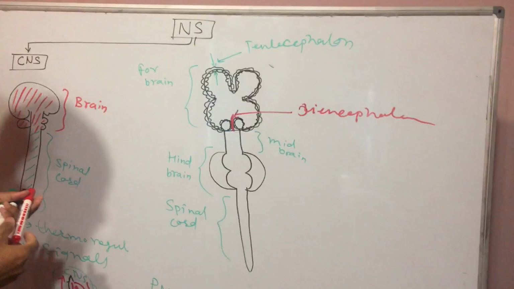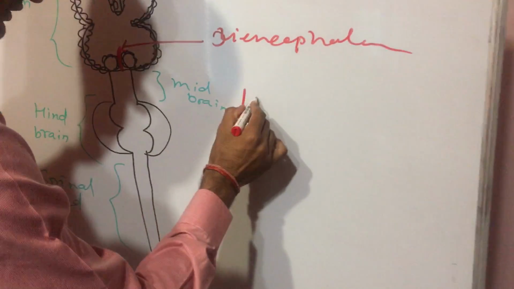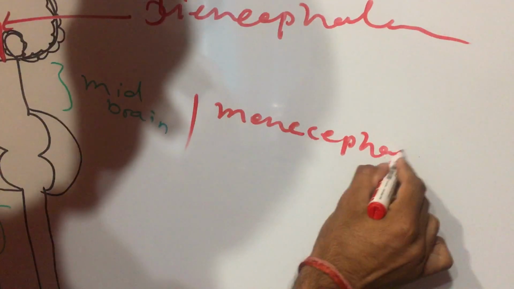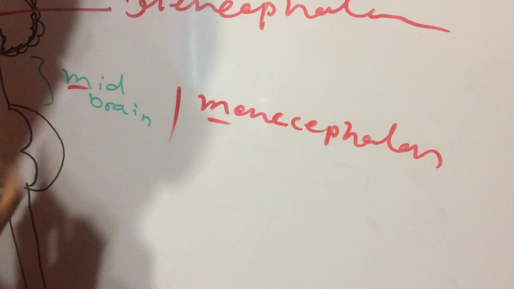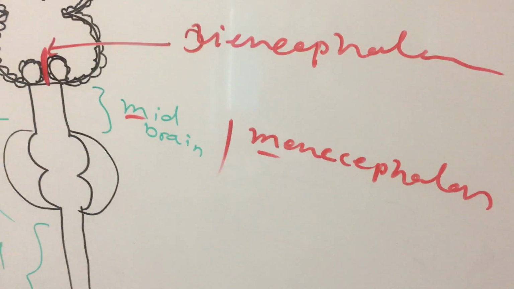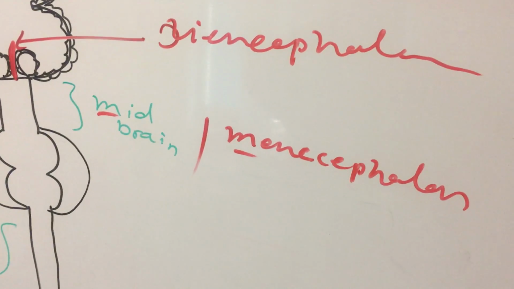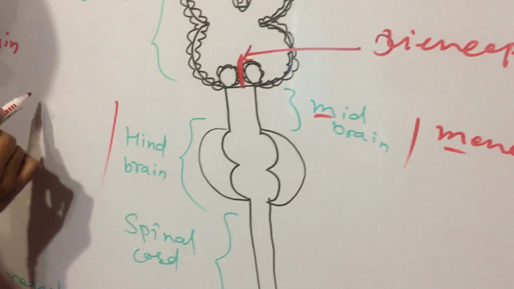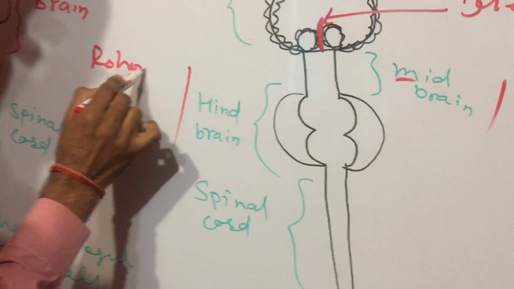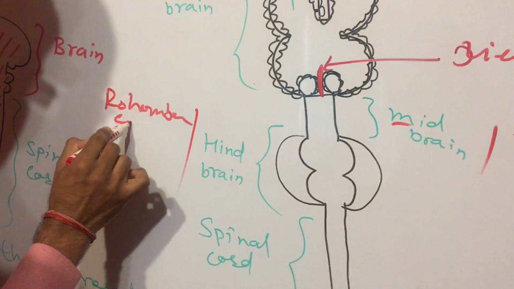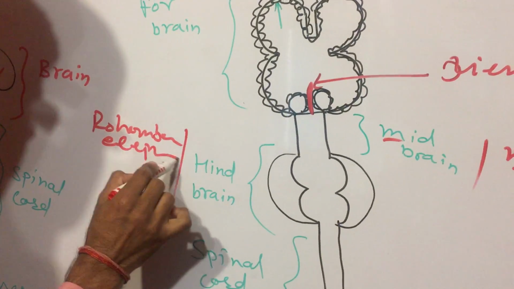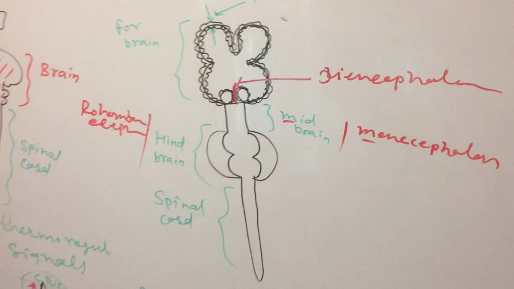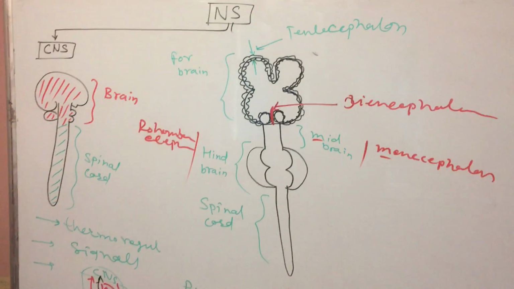The midbrain, its other name is the Mesencephalon. Hindbrain, its other name is the rhomboencephalon, and the spinal cord is the spinal cord. This is the general classification or general parts of the brain.